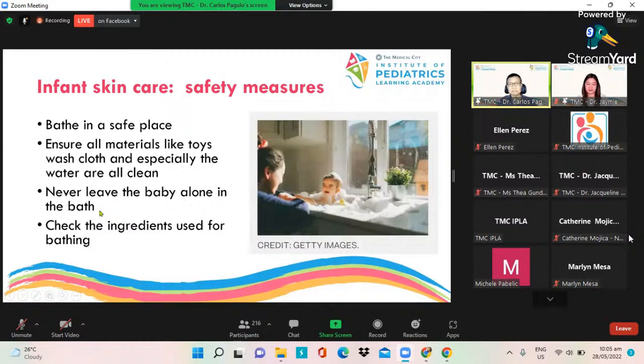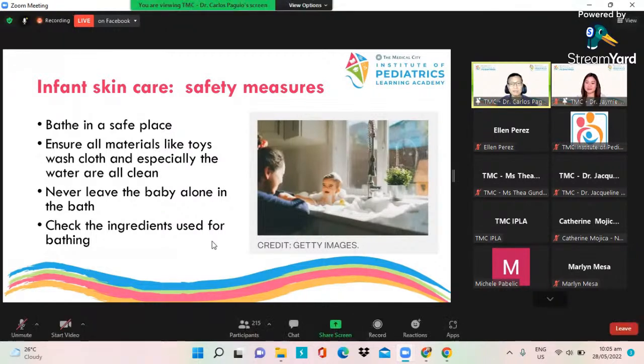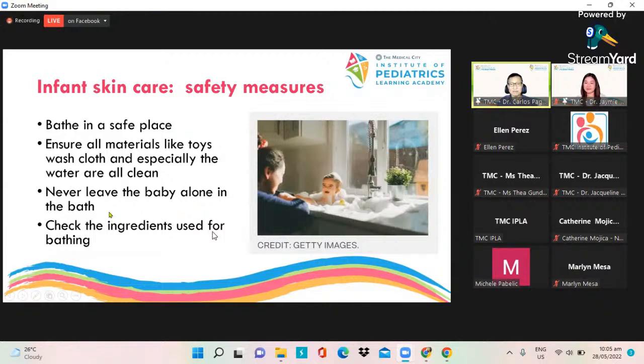But here's the question. Kung yung nagpapaligo, biglang narinig yung cellphone niya, kumikililing, malayo. Pagkatapos yung ringtone, yung importante. Yung ringtone, uy, kailangan kong sagutin to, ang layo. Anong gagawin mo ngayon? It says, never leave the baby alone in the bath. Nako, struggle. But you have to make the right decision. Diba? We all have to make that right decision.